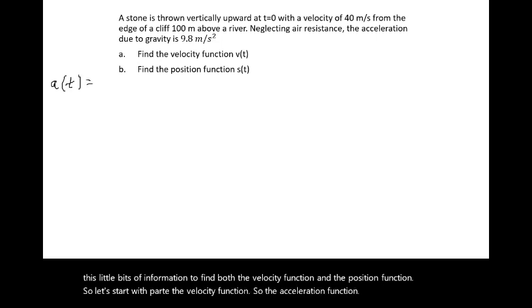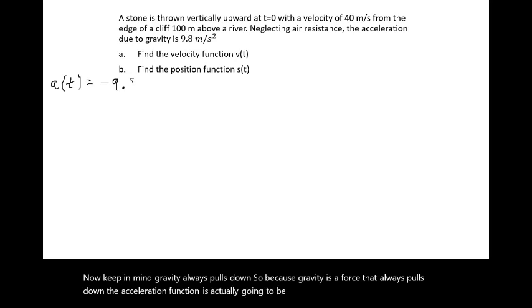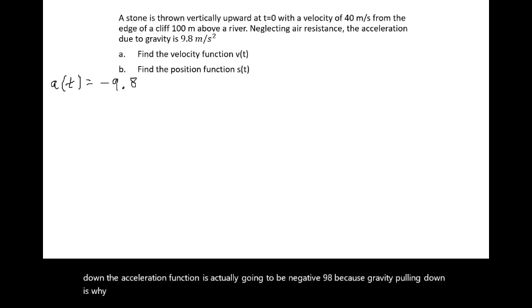Now keep in mind, gravity always pulls down. So because gravity is a force that always pulls down, the acceleration function is actually going to be a negative 9.8, because gravity pulling down is why the stone goes down. So the acceleration function is negative 9.8.